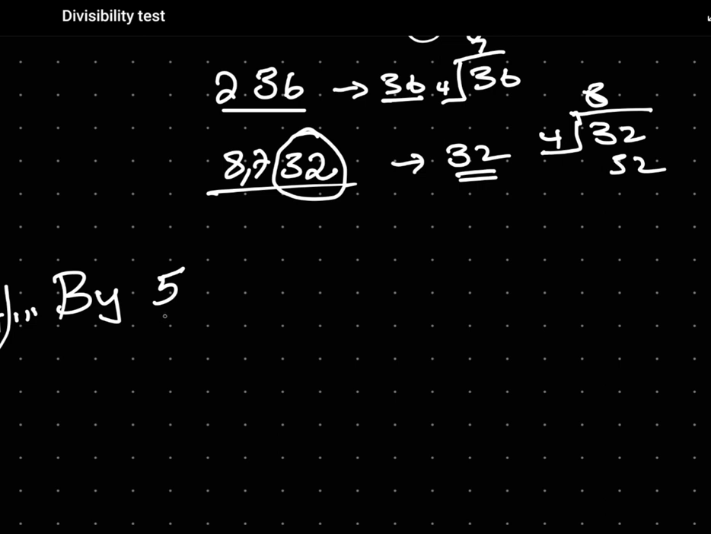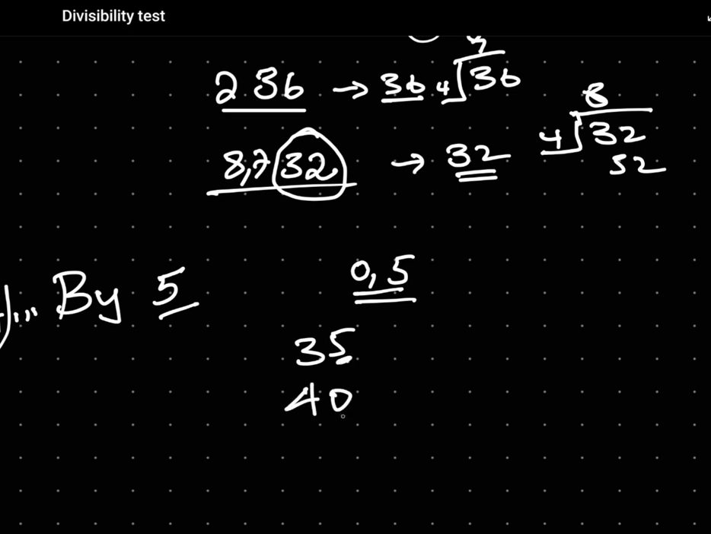How do you check divisibility by 5? If the ones place of a number is either 0 or 5, then the number is divisible by 5. For example, 35 is divisible by 5 because the ones place is 5.